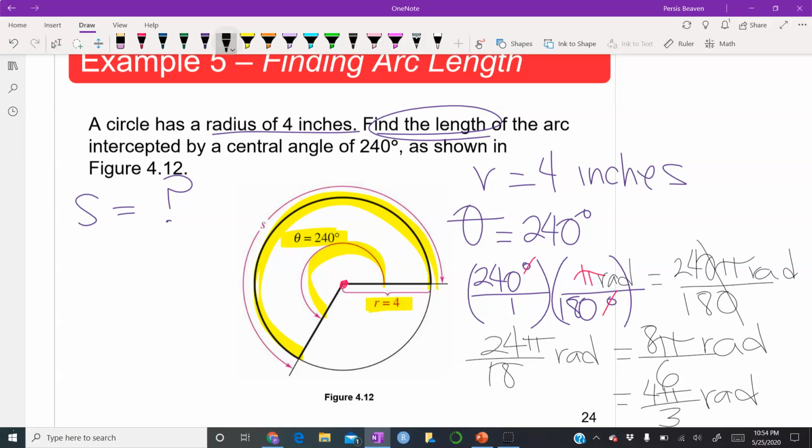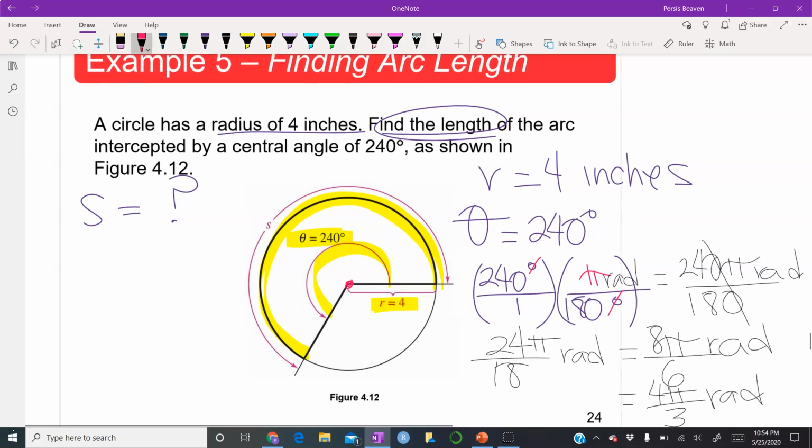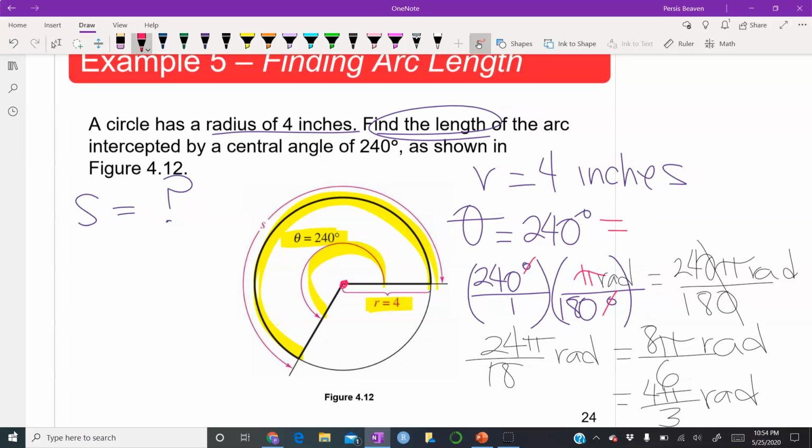So this theta that we have here, that should be equal to 4 pi over 3 radians. So this angle measurement is the same as 4 pi over 3 radians. Now remember, it's a must that you convert your angle measurement into radians.